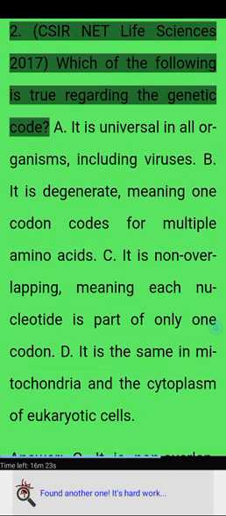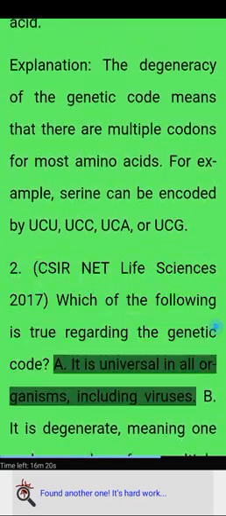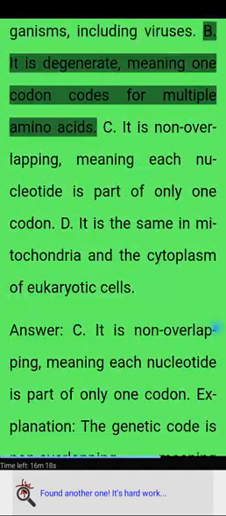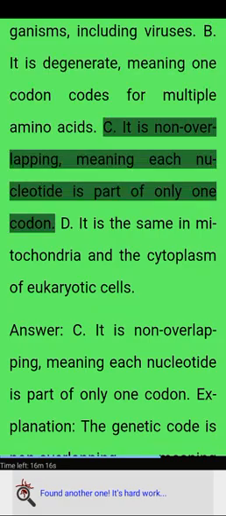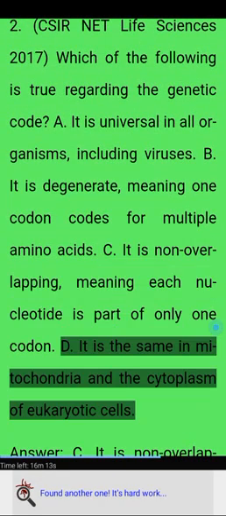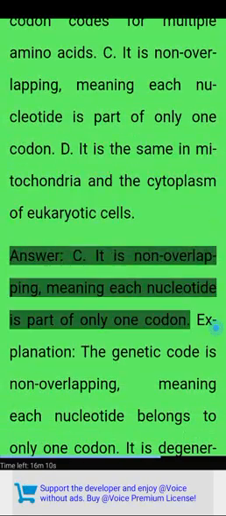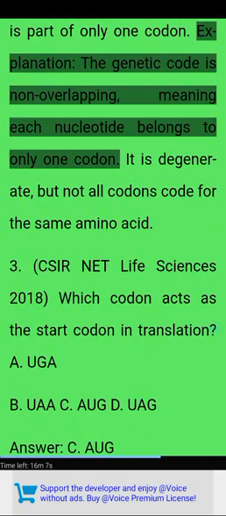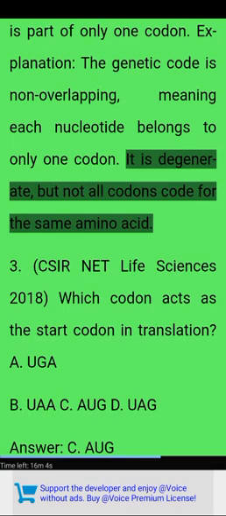2. CSIR NET Life Sciences 2017. Which of the following is true regarding the genetic code? A. It is universal in all organisms, including viruses. B. It is degenerate, meaning one codon codes for multiple amino acids. C. It is non-overlapping, meaning each nucleotide is part of only one codon. D. It is the same in mitochondria and the cytoplasm of eukaryotic cells. Answer: C. It is non-overlapping, meaning each nucleotide is part of only one codon. Explanation: the genetic code is non-overlapping, meaning each nucleotide belongs to only one codon. It is degenerate, but not all codons code for the same amino acid.